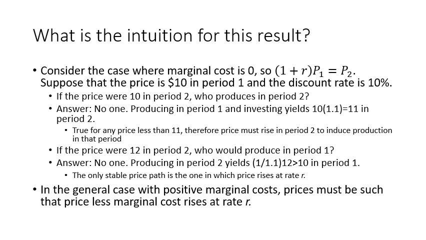If the price were 12 in period 2, who would produce in period 1? This is the opposite case. The answer is no one. Producing in period 2 yields 1 over 1.1 times 12, which is greater than 10 in period 1. So the only stable price path is the one in which prices rise at the interest rate. In the general case with positive marginal costs, prices must be such that price less marginal cost rises at the rate r. In other words, the scarcity rent rises at the interest rate. If this were not the case, then you would see resource owners leaving the resource in the ground, either in period 1 or period 2.